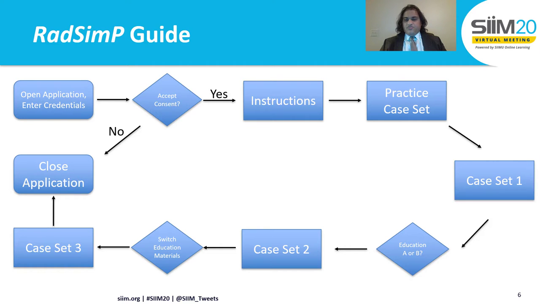Individuals in the experimental group will then view the perceptual education research, while individuals in the control group will view a related control educational assignment. Then both groups do case set 2, after which each group switches the educational materials to ensure that each trainee gets the same educational benefit from the study. Finally, they close with case set 3, after which they close the application.